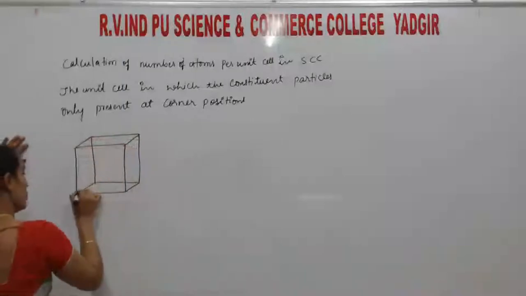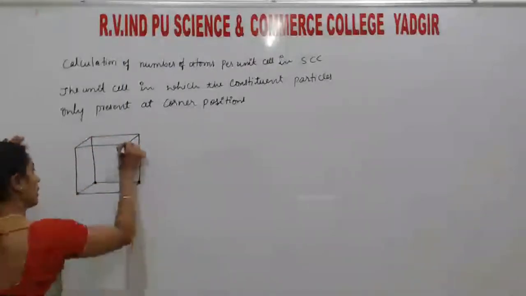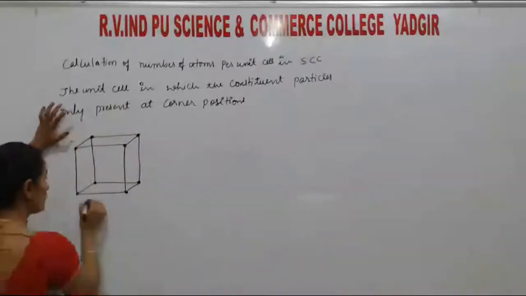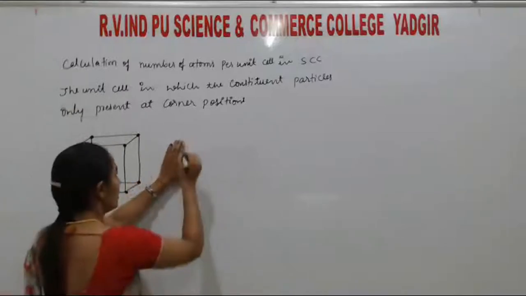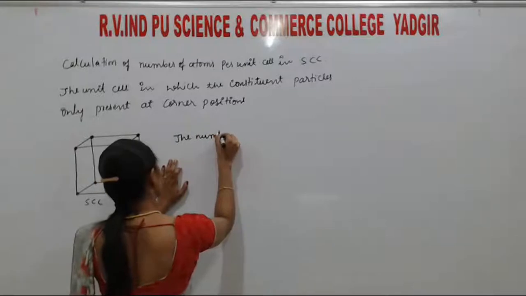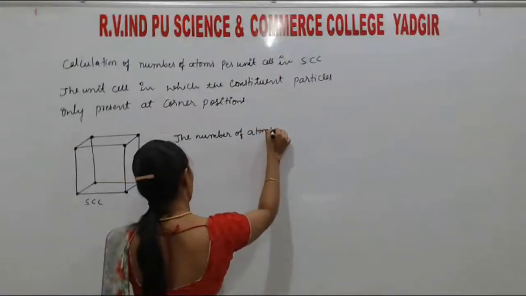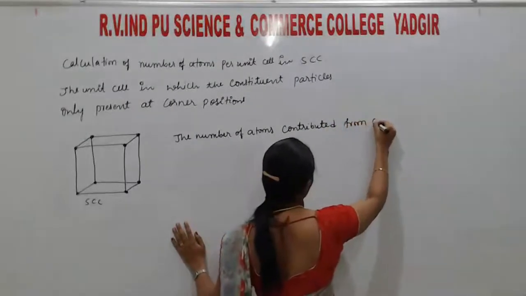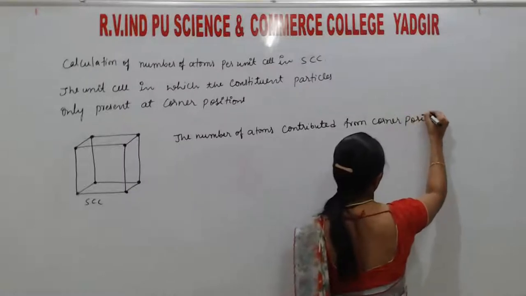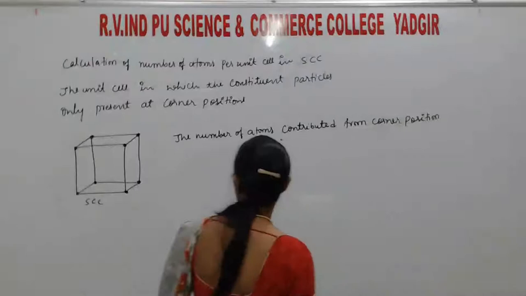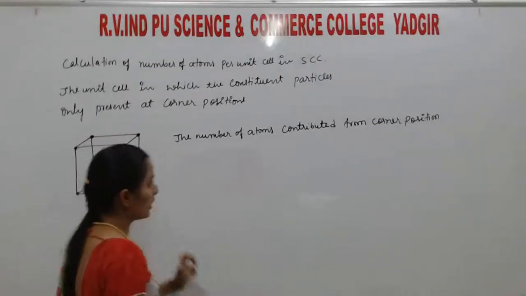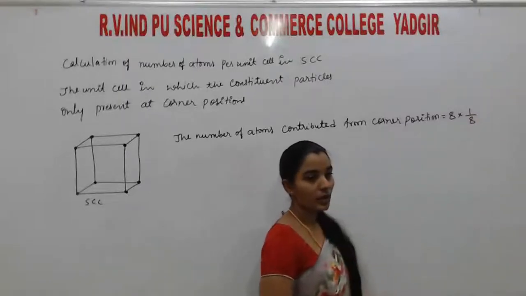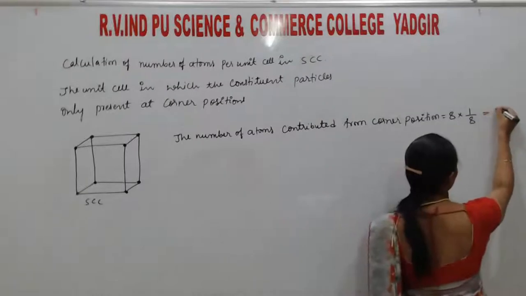So in the last class I told you one corner point is shared between 8 unit cells. This is the simple cell structure. The first one: how to calculate the number of atoms contributed from corner position. So students, how many corner positions are there? 1, 2, 3, 4, 5, 6, 7, 8. That is 8 into, since one corner is shared between 8 unit cells, that is 1 by 8. That is equal to 1.